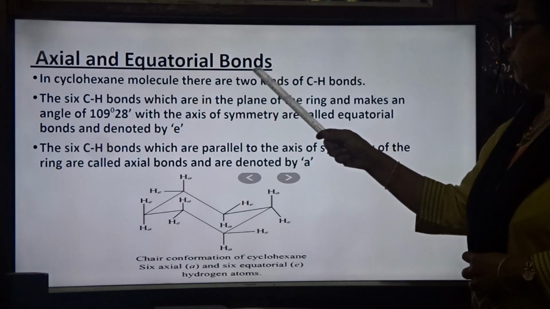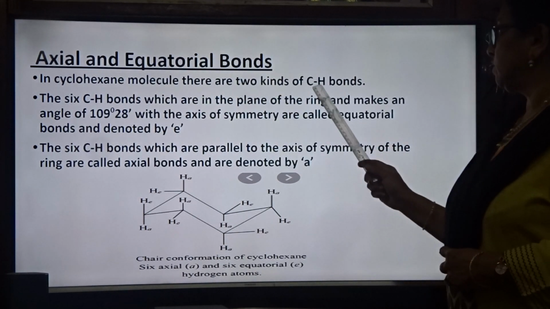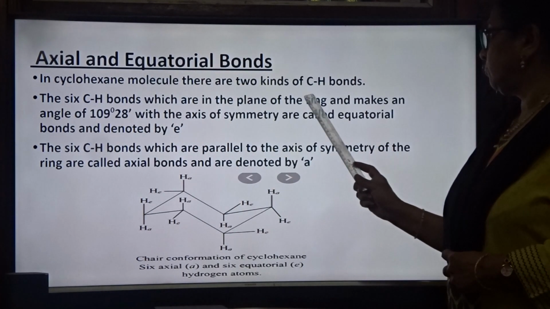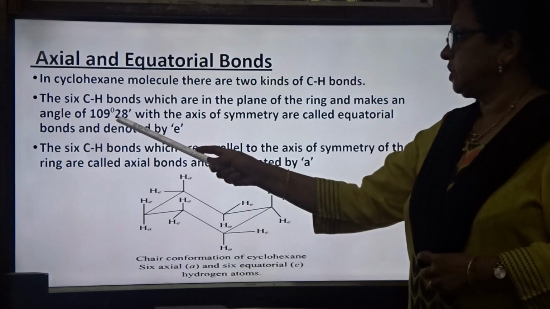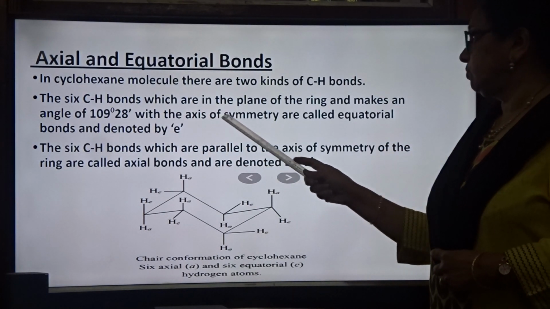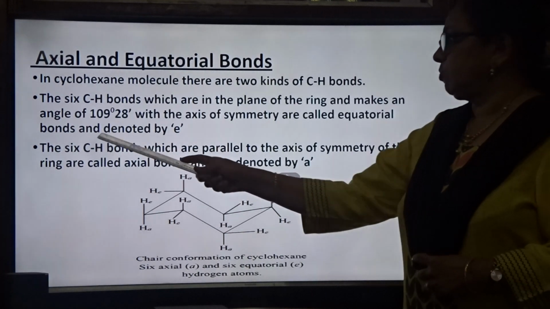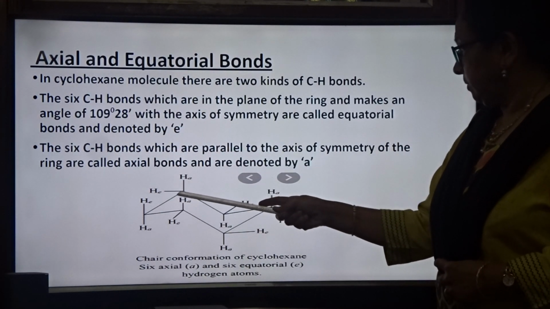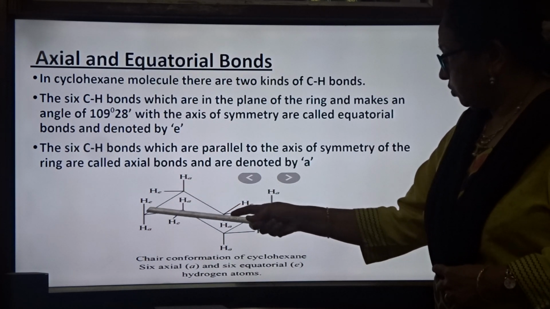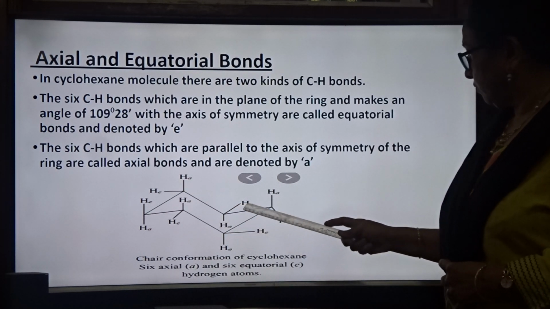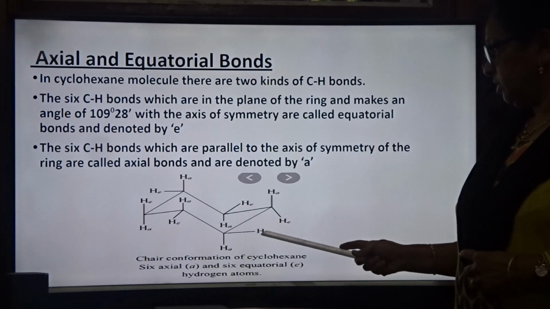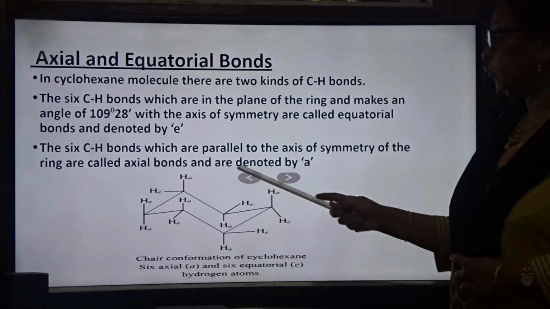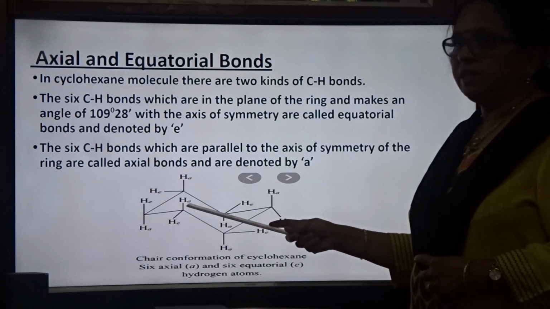Axial and equatorial bonds. In the cyclohexane molecule there are 2 kinds of C-H bonds. The 6 C-H bonds which are in the plane of the ring and make an angle of 109 degrees 28 minutes with the axis of symmetry are called equatorial bonds and are denoted by E. So there are 6 C-H bonds you are seeing, on carbons 1, 2, 3 and 6. Near the hydrogen, if it is written E, that is an equatorial bond, and if it is A, that is an axial bond.